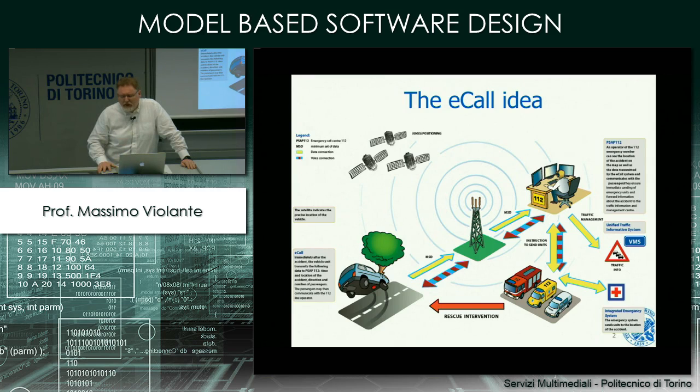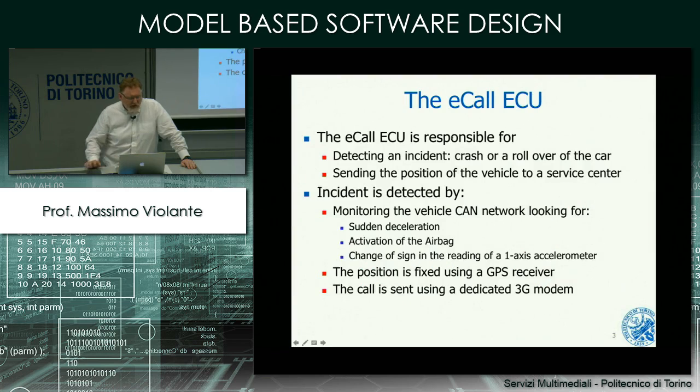So our job for today is to analyze this item from the ISO 26262 point of view. The eCall is an electronic control unit responsible for detecting an incident, that is a crash or a rollover of the car. Then it is intended for sending the position of the vehicle to a service center that is notified that there was an accident and that the car subject to the incident is in a specific position.